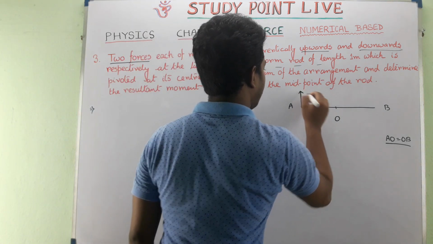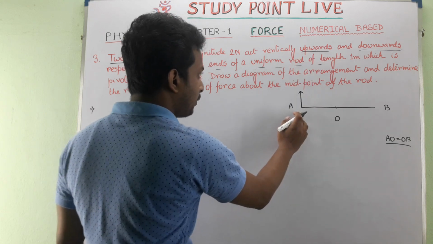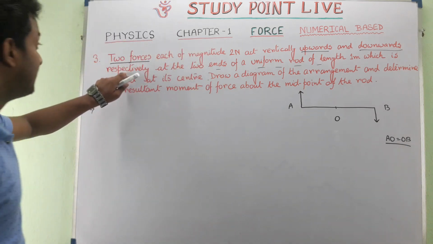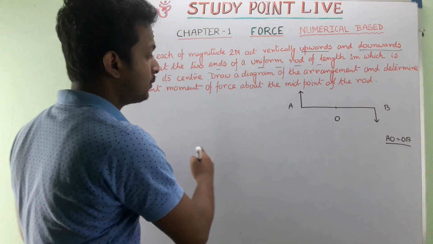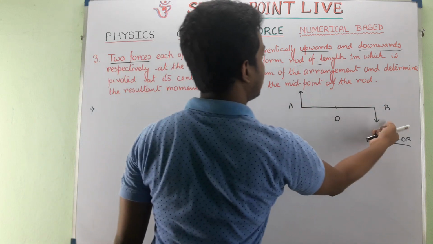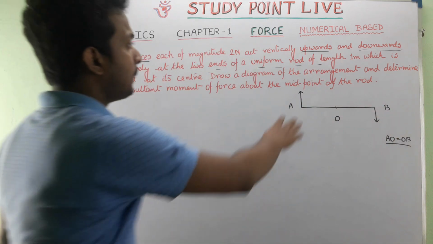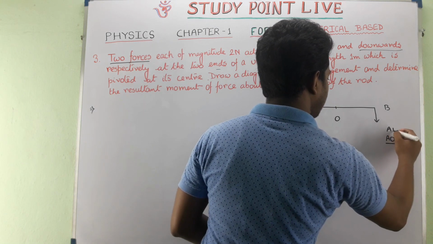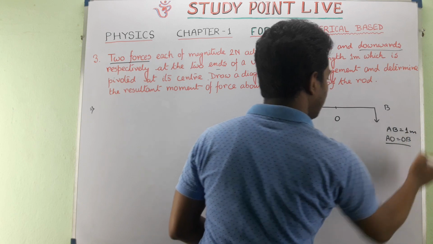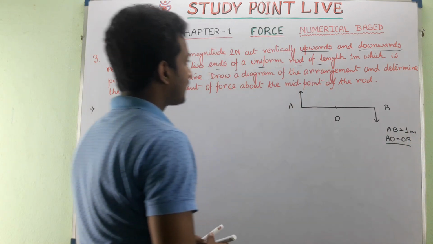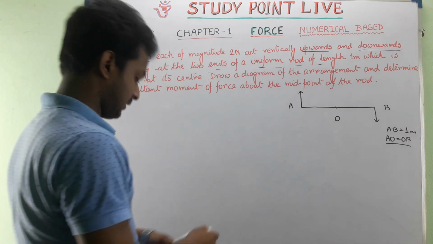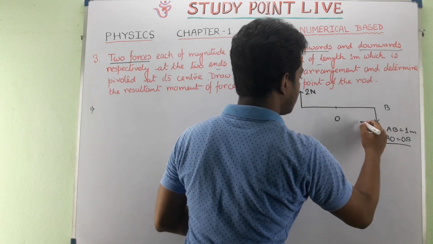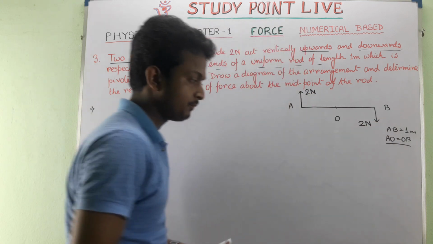So here upward first, and then downward. We have to see, because here it is written respectively, so we have to move from left to right, first upward then downward. Now the total length of the uniform bar is 1 meter. So AB is 1 meter, and the force is 2 Newton, it is also 2 Newton.